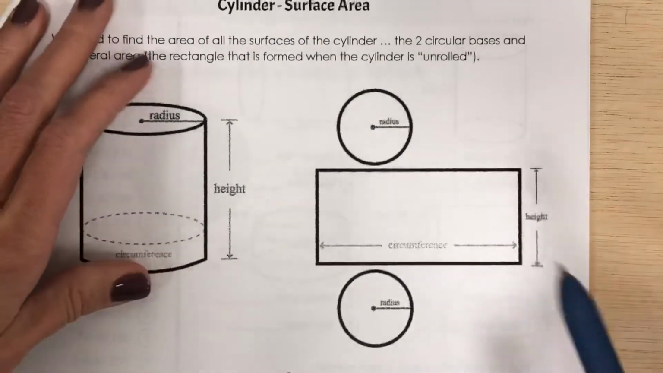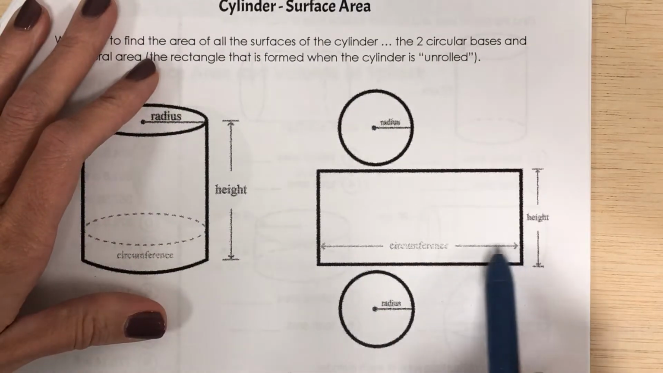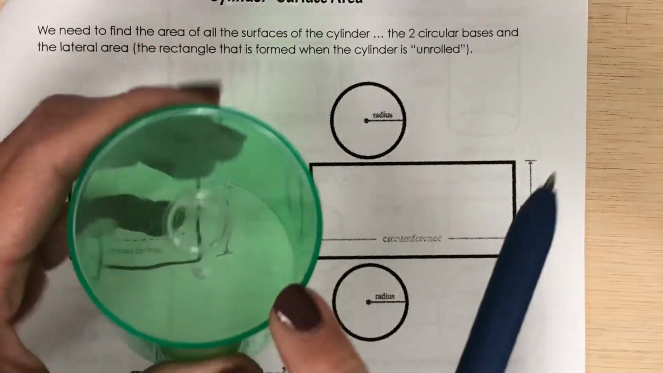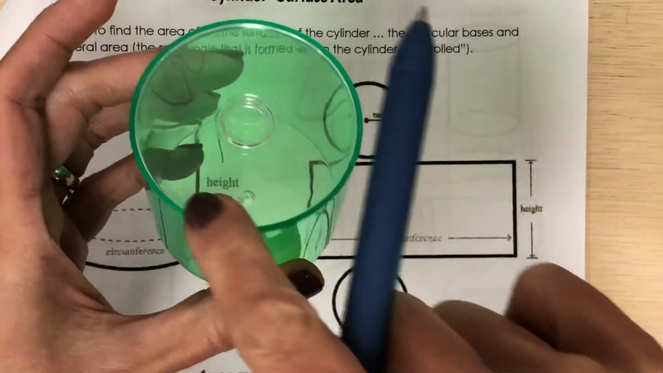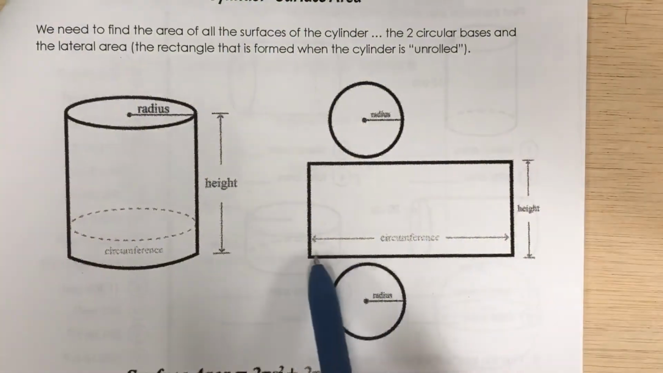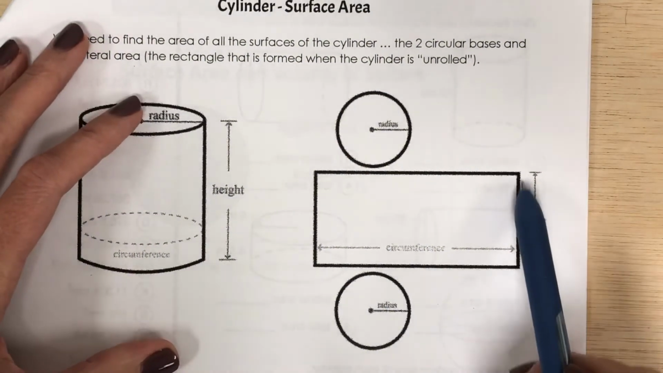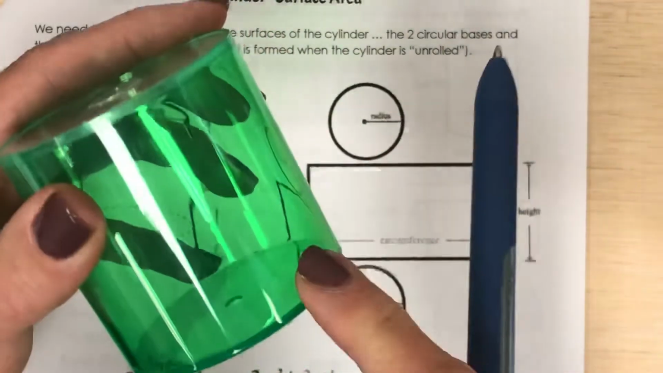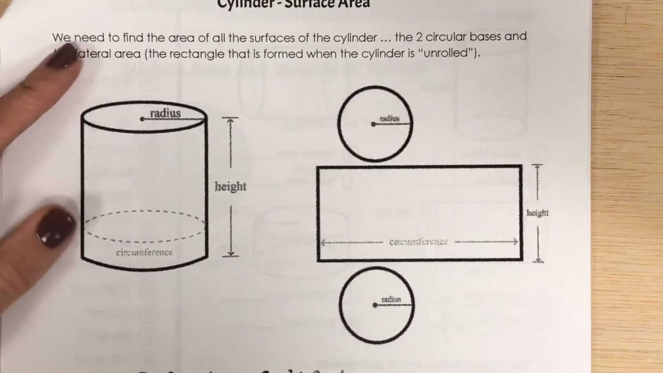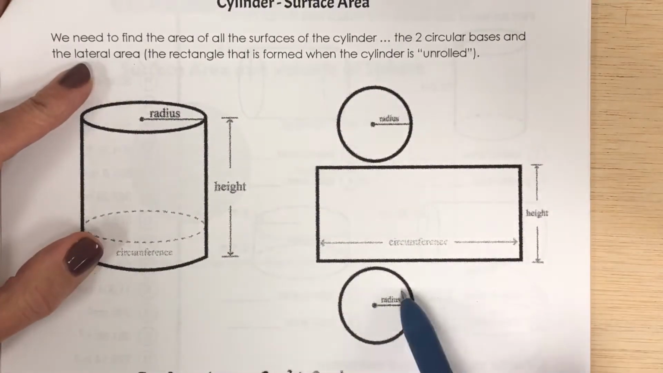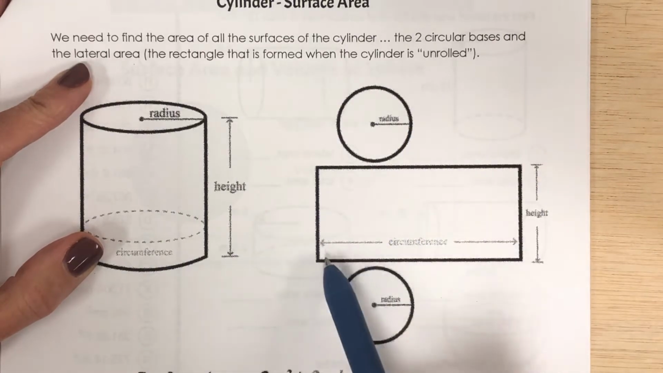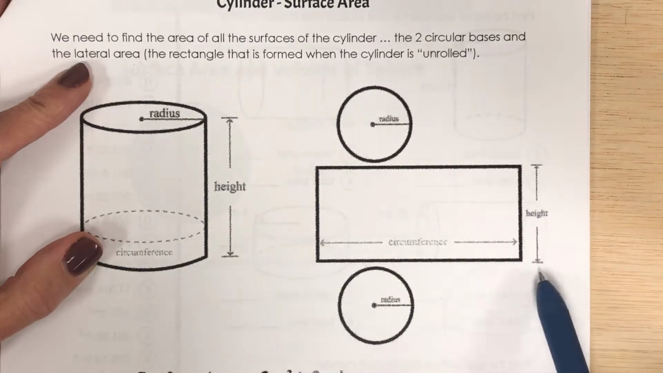So if you take a look, this length of your unrolled piece is really the circumference of your circle, of your base, because it's going from here all the way around. That's the length of it. So this is your circumference. This would be the height, the distance between your bases, and this would be a circle and a circle. So what we're really doing is finding the area of your two circles, and we're going to call this your lateral area, which is your circumference times your height.